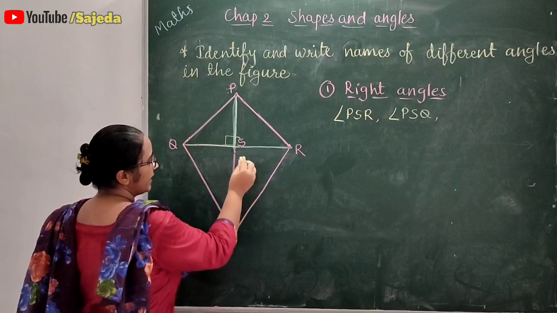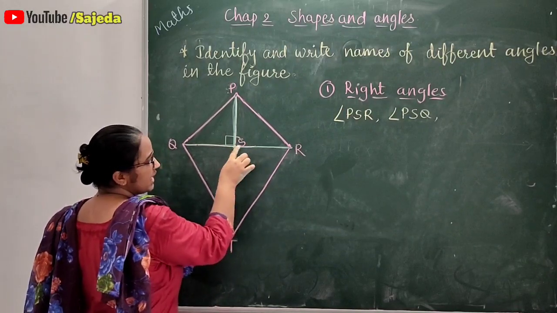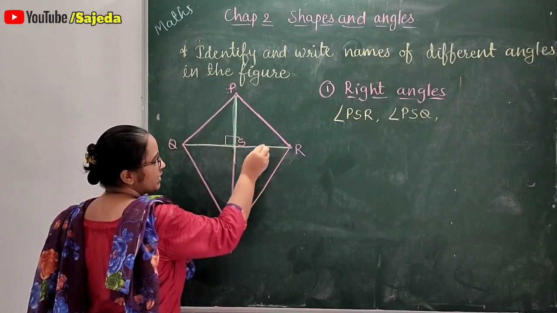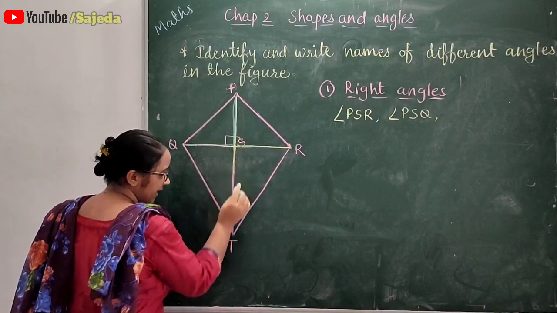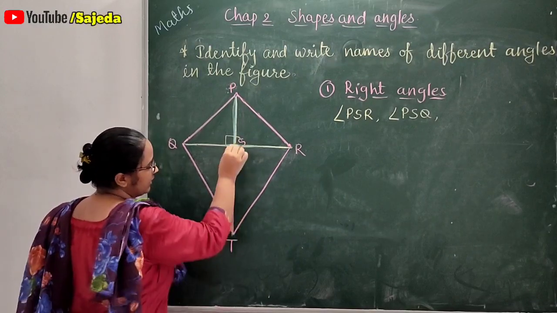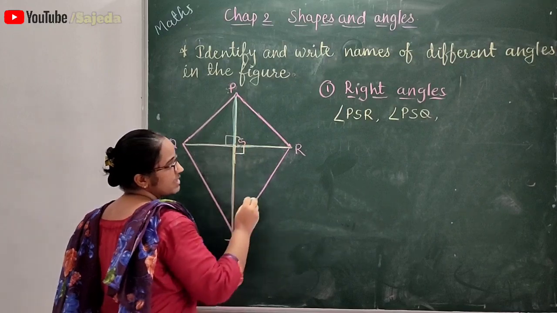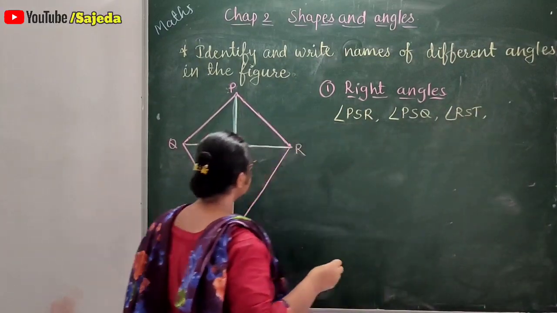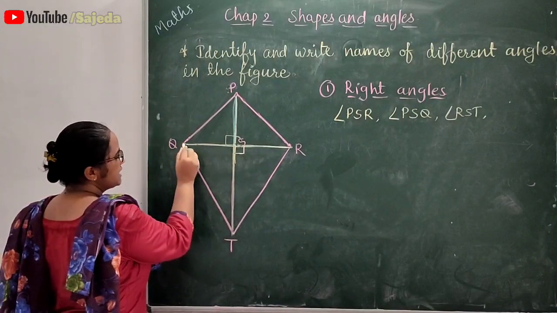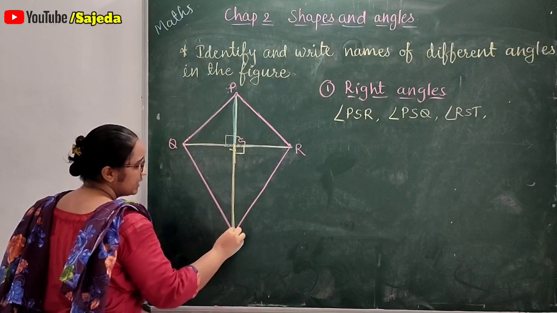Now the next right angle, here you can see that it forms an L, English alphabet L shape. So we will write it angle RS, and here the point T is given. So it is angle RST. Next right angle, opposite of this, is QST.